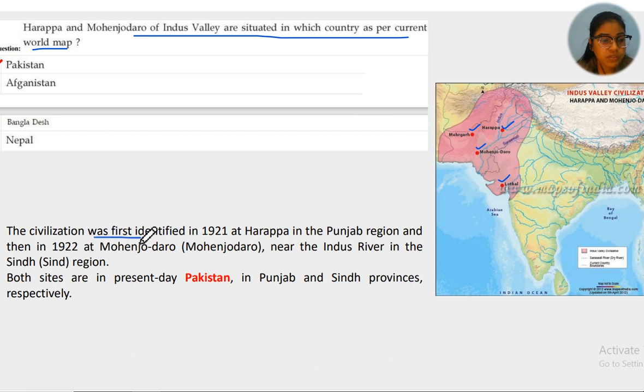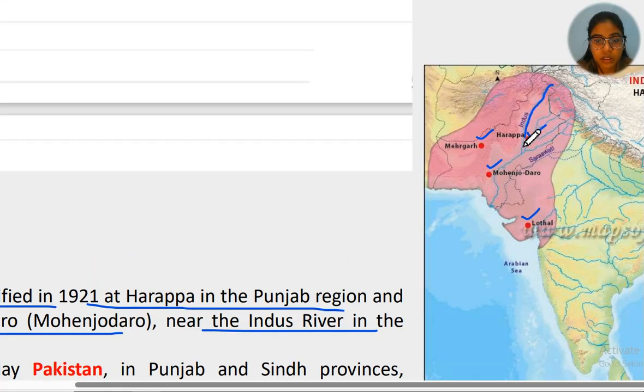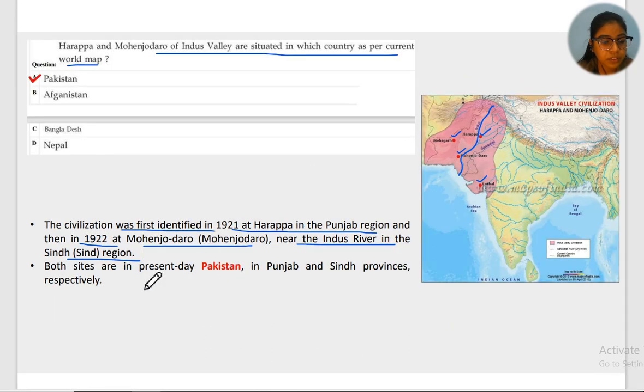The civilization was first identified in 1921 at Harappa in the Punjab region. In 1921 it was under the Punjab region when it was identified, and then in 1922 at Mohenjo-daro near the Indus River in the Sindh region. This is your Indus River, and both the Harappa and Mohenjo-daro civilizations were laid along the Indus River only. But in the present day, they are in Pakistan, in Punjab and Sindh province respectively.